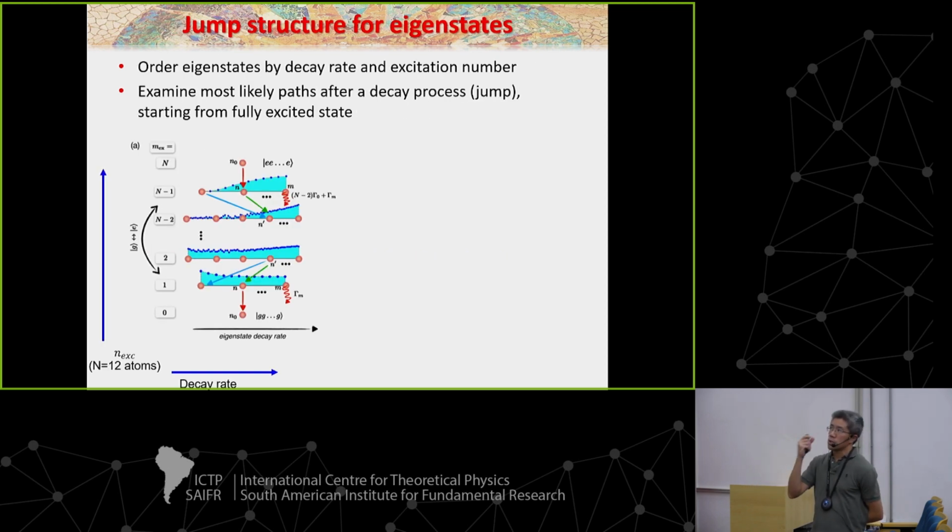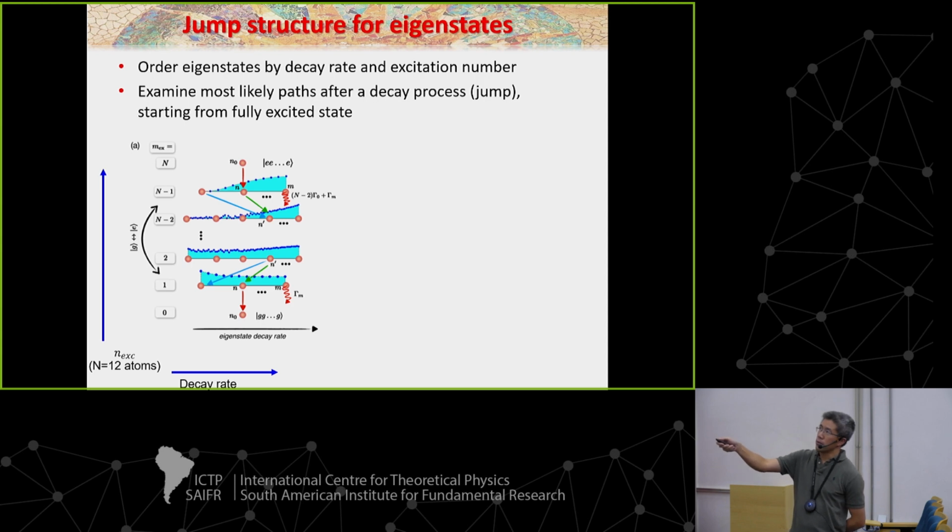What I'm showing here is different snapshots of the dynamics. We have 12 atoms. On the vertical axis, I'm ordering all the eigenstates by the number of excitations. So 0 is the ground state, n equals 12 is the fully excited state, and I have the 1 excitation manifold, 2, 3, and so on. The way I'm ordering these eigenstates is by increasing decay rate going from left to right. And what I'm showing here is numerical simulations where we ask, as the system drops from the fully excited state to the manifold where n minus 1 atoms are excited, what's the probability distribution to populate any eigenstate?